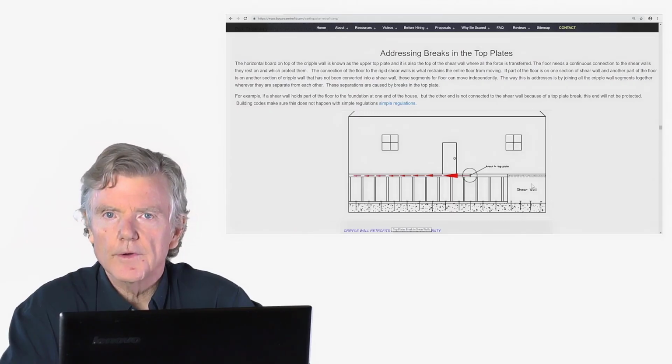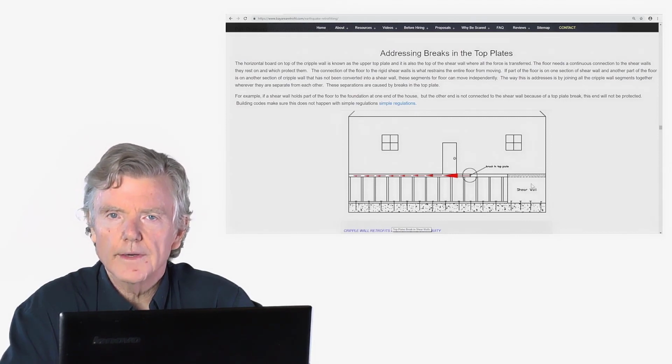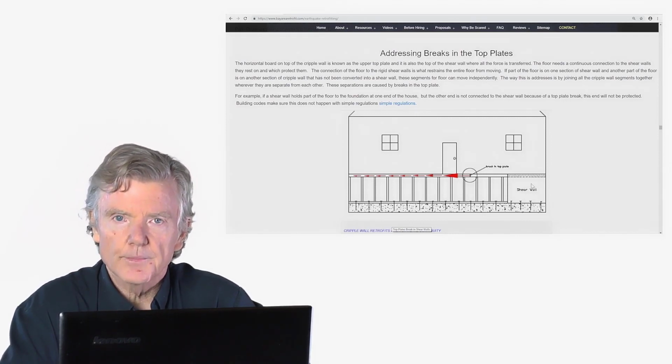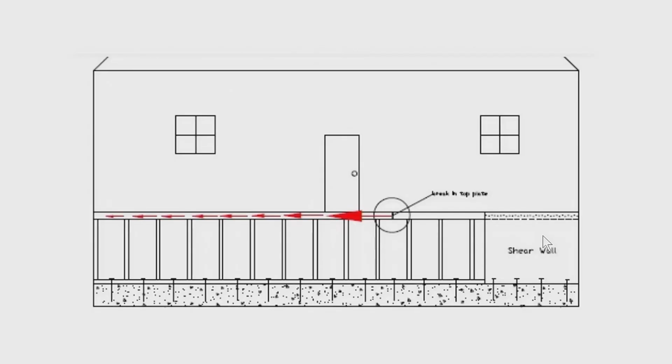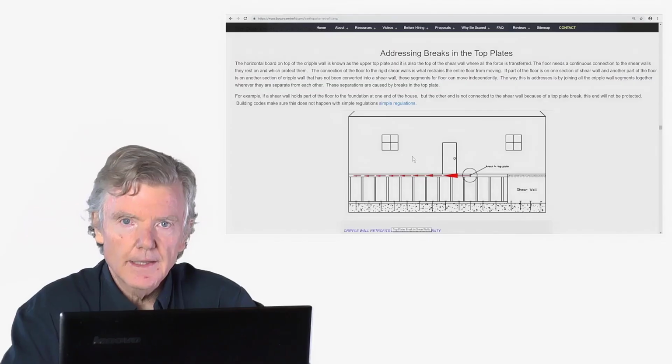When you put in your shear wall, you're not exactly sure where it will fit. So in this case, it's put all the way at the end of the cripple wall because there were probably gas meters, pipes, various obstructions. So in this case, we had to put it all the way at the end. And what that means is that this entire part of the house is not protected by the shear wall because it's not attached to it. So this is obviously a serious problem.